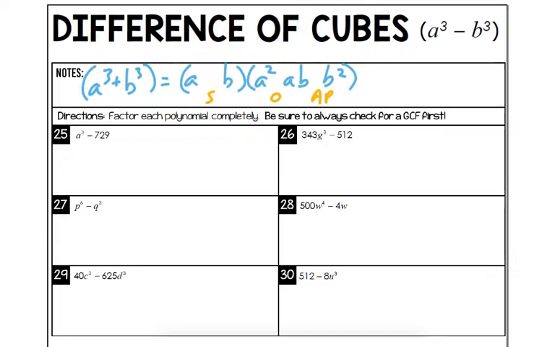So, oh, Mr. Brown already made a mistake. Do you see that again? Gosh, Mr. Brown. This is what happens when you get old. This is a cubed minus b cubed, right? It says difference. Mr. Brown, read your own notes.